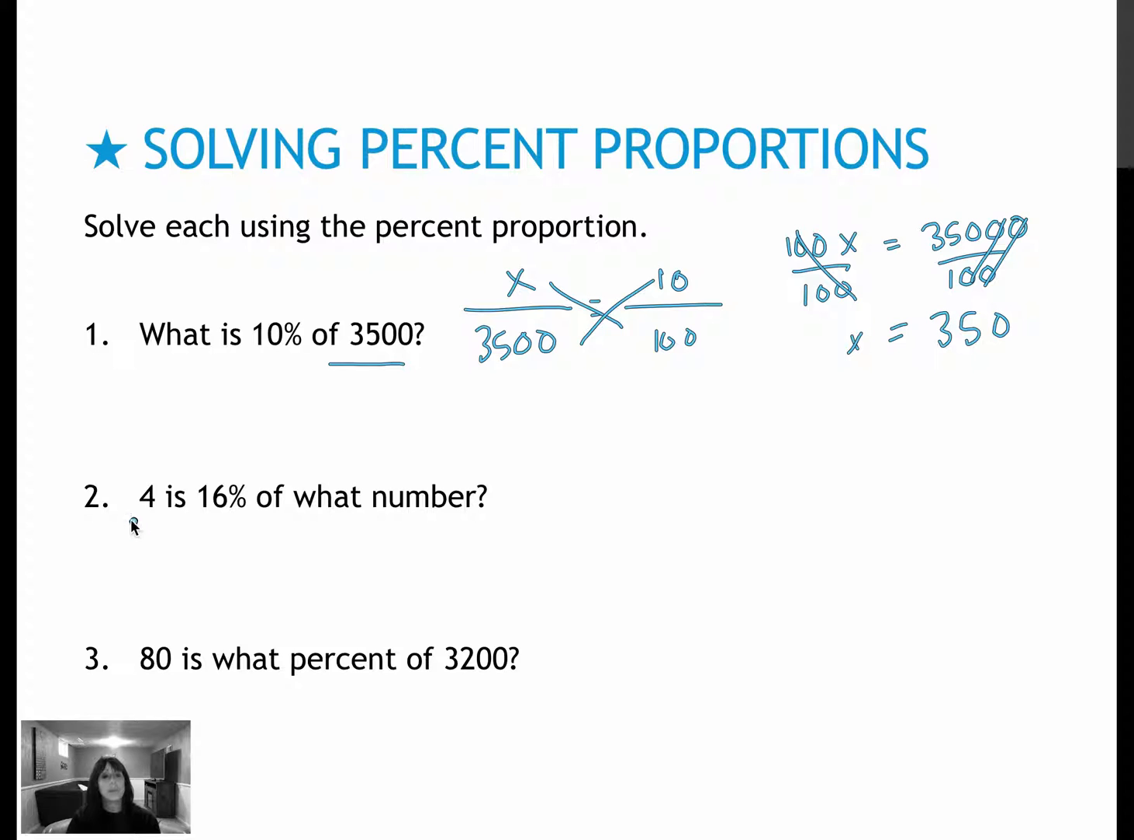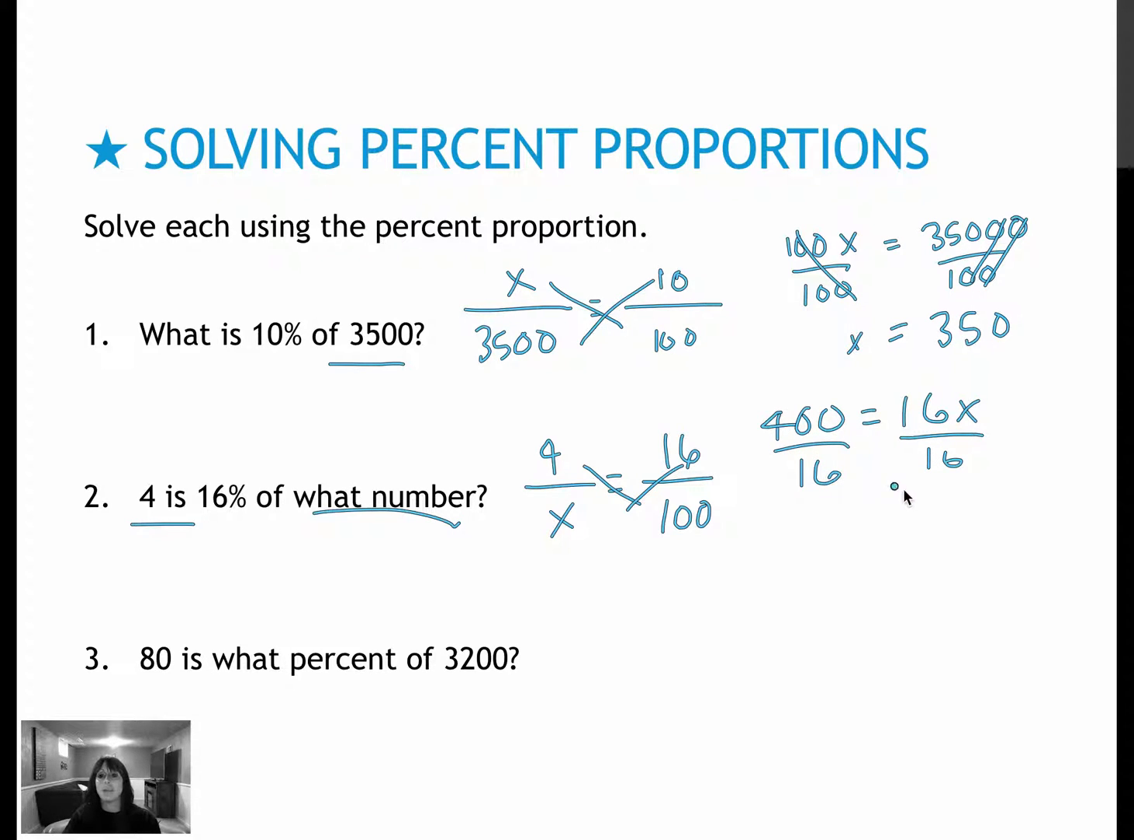Next question, 4 is 16% of what number? Again, they tell me the percent over 100, always over 100. 4 is that part of what number, means I don't know the whole. 4 times 100 is 400. 16 times x is 16x. If I divide each side by 16, I end up with 25 equals x. X equals 25, so 4 is 16% of 25.